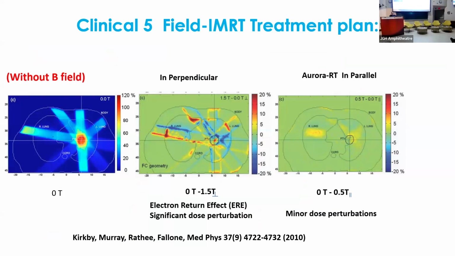Now we put a magnetic field in there. So here's a perpendicular magnetic field. You look at the difference. You notice hot and cold spots. So the radiation beam is affected.